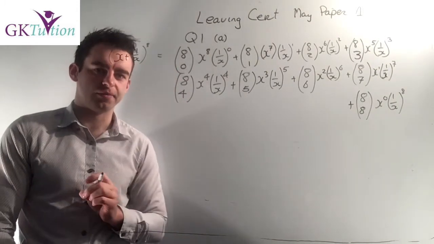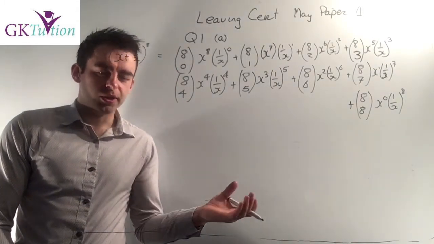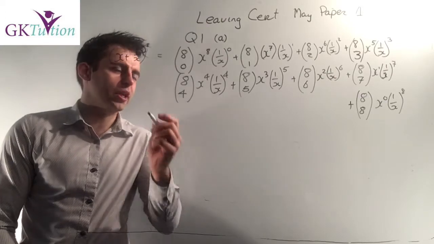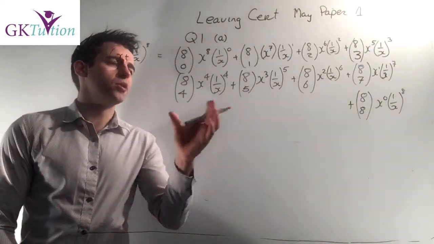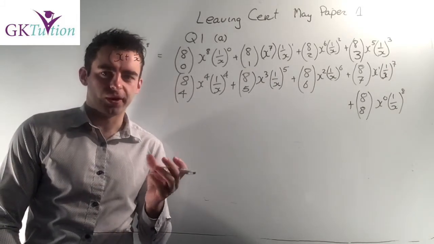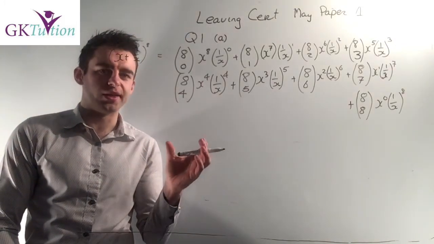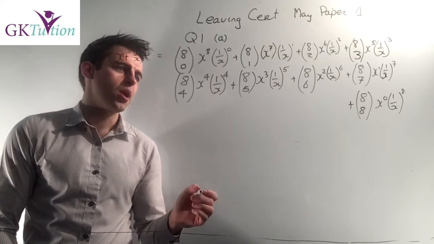over x to the power of 8. So you could use binomial theorem, you could use Pascal's triangle, it doesn't really matter. I've worked out my 9 different terms here. Once you've worked it out, basically you need to figure out in which one of these terms are the x's going to cancel each other out.